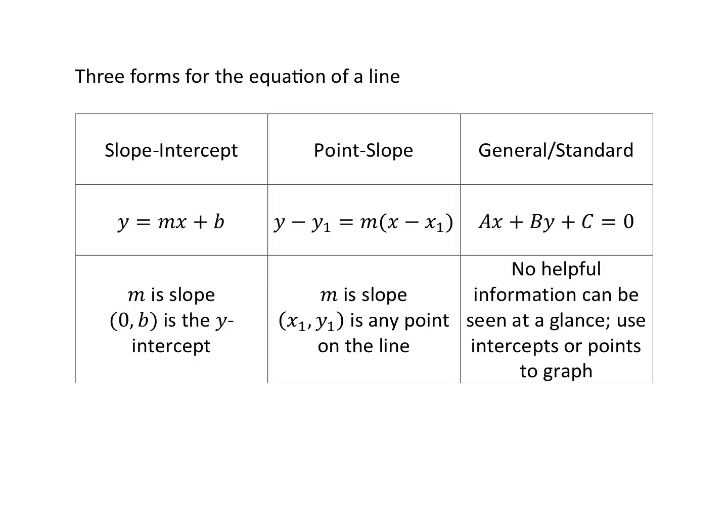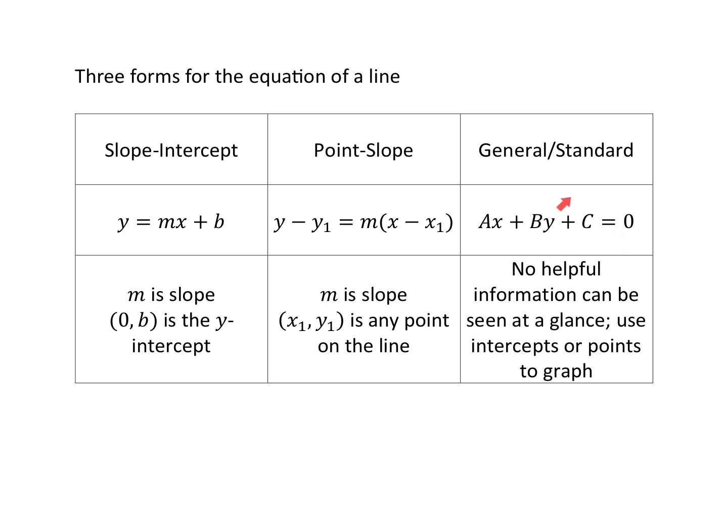There are three forms for the equation of a line. We have slope-intercept form. This is probably the one that most people are familiar with, y equals mx plus b. m represents the slope of the line, and 0 comma b is the y-intercept of the line. Another common format is point-slope, where we have y minus y1 equals m times x minus x1. m, again, just like over here, is the slope. But instead of a special point, the y-intercept, x1 comma y1 is any point on the line.